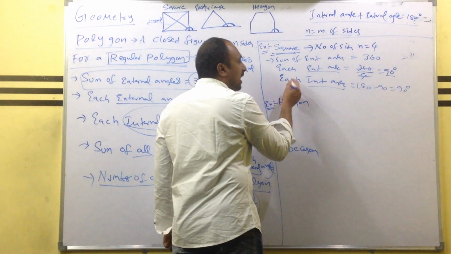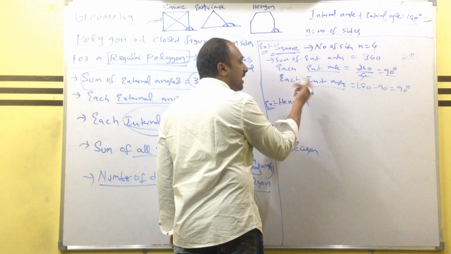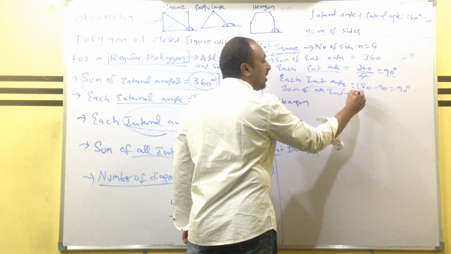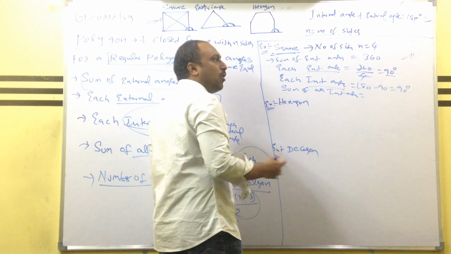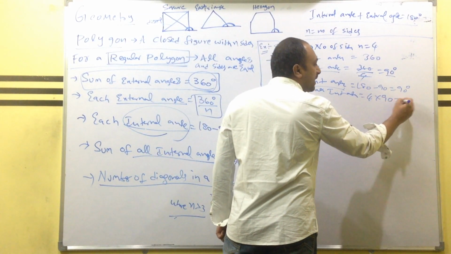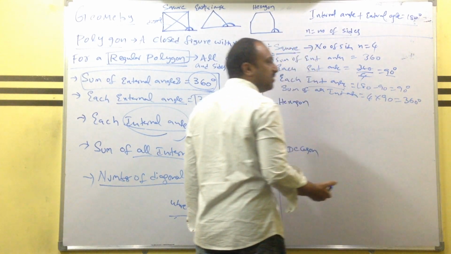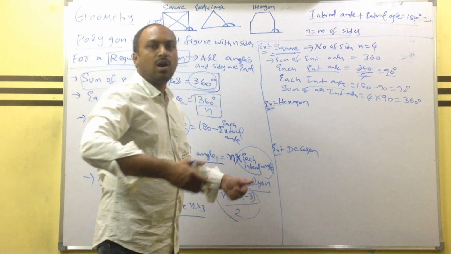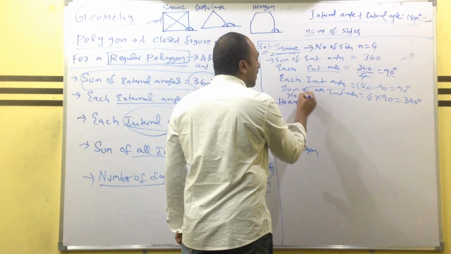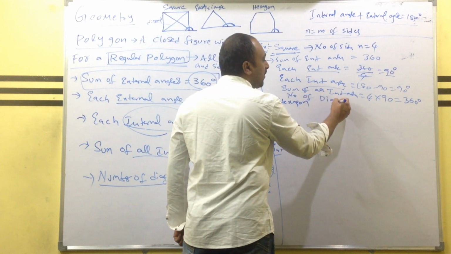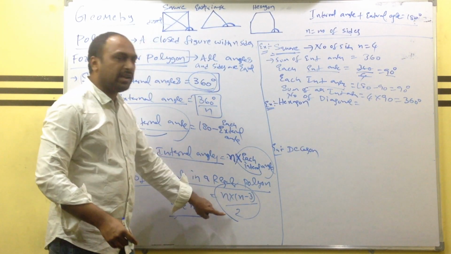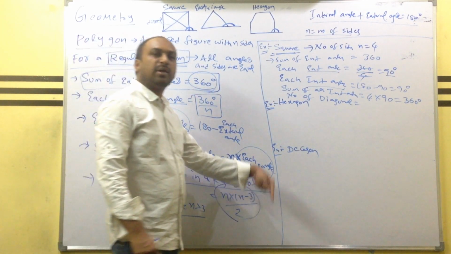After you completed each internal angle, the sum of all internal angles is nothing but the number of sides. You have 4 sides, so 4 into 90 is nothing but 360 degrees. Yes, 360 degrees is the sum of all internal angles. And now getting into the last one, the number of diagonals is equal to what? n into n minus 3 by 2.